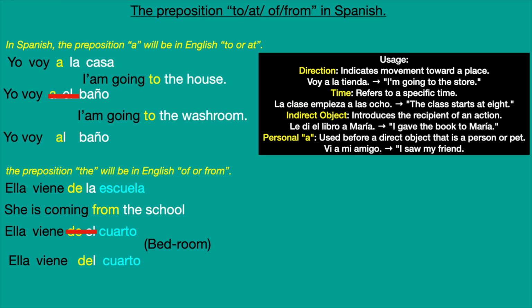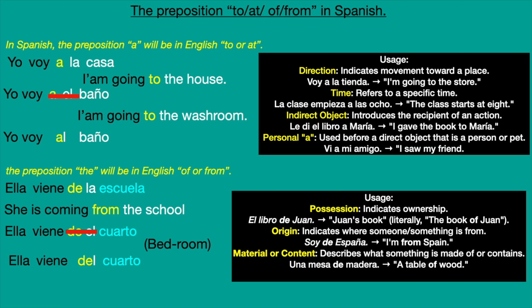Even if you see some people who speak Spanish say "yo voy a el baño," that is incorrect. You should say "yo voy al baño." Or "ella viene de el cuarto" is incorrect. You should say "ella viene del cuarto," because you are doing the contraction. As much as possible, you have to do the contraction whenever you see these two vowels together. So here we have some uses of de in Spanish.